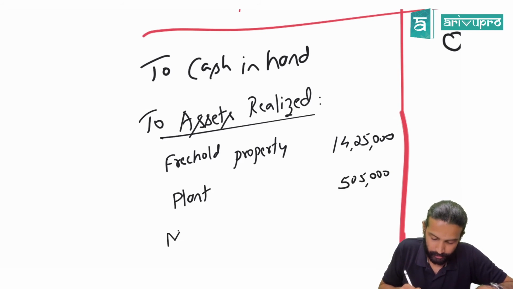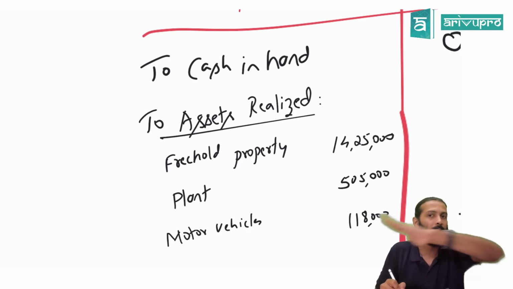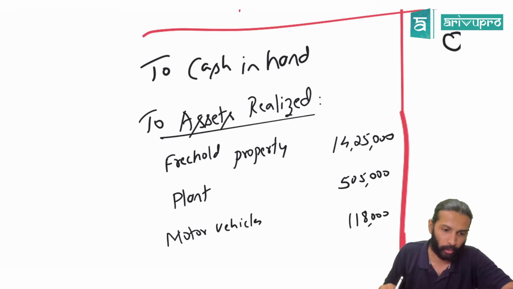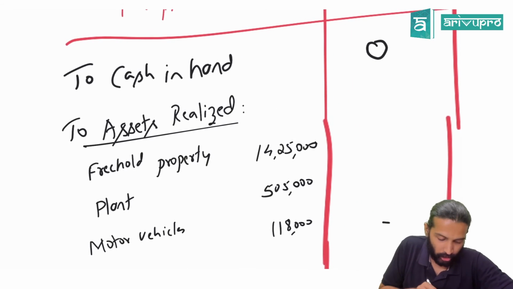5,05,000. Next. Motor vehicle. How much motor vehicle? I'm writing all this in the inner column. I will add all of this and push the total assets realized to the outer column. So 118 is your motor vehicle.